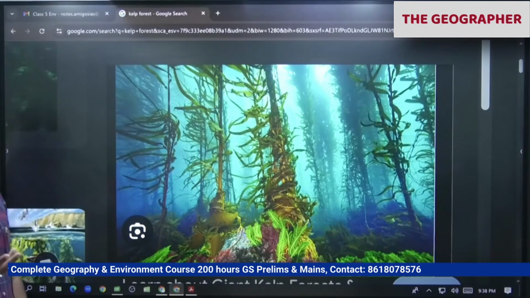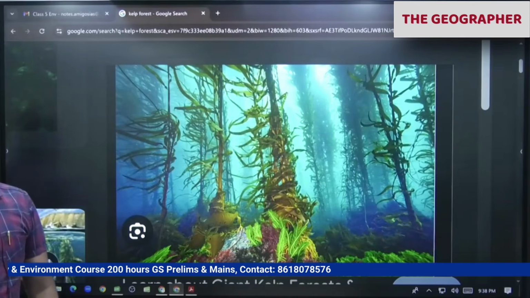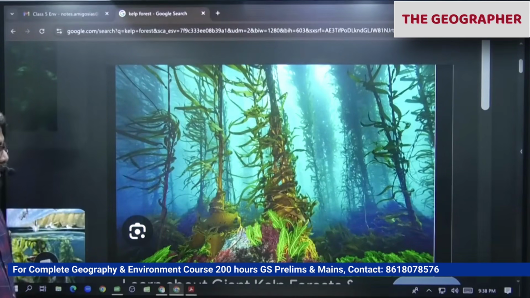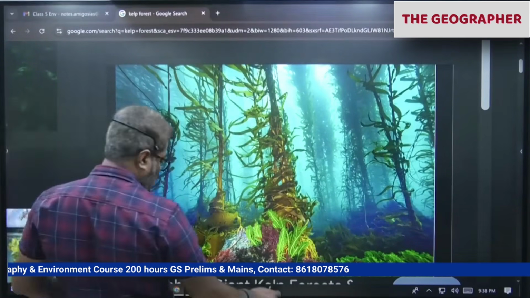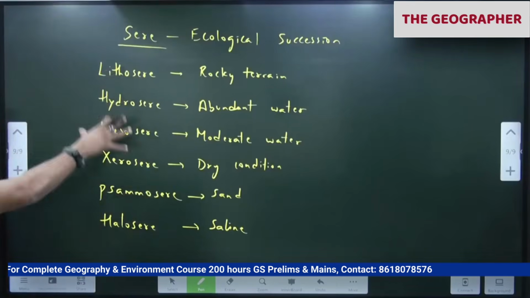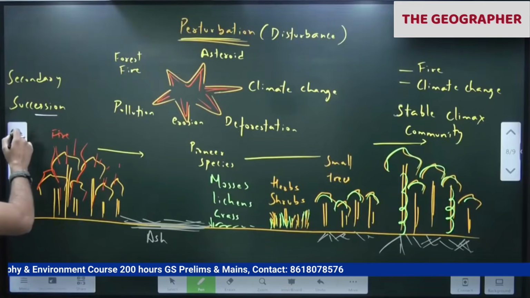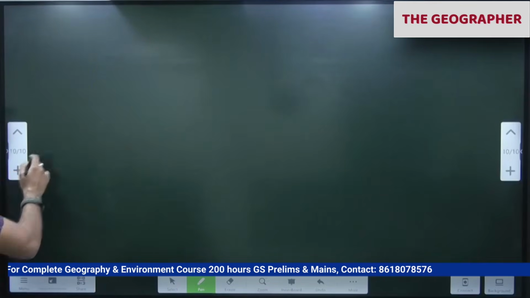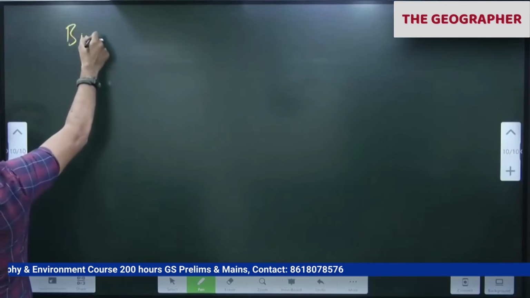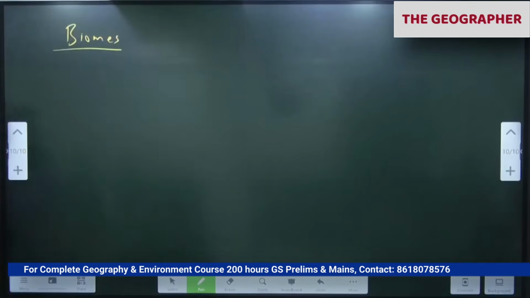So there are a lot of plants which live in saline conditions. They are called halophytes, which evolve in the water. So we have covered different types of seres, and primary and secondary succession. Next is biome. Biomes of the world.